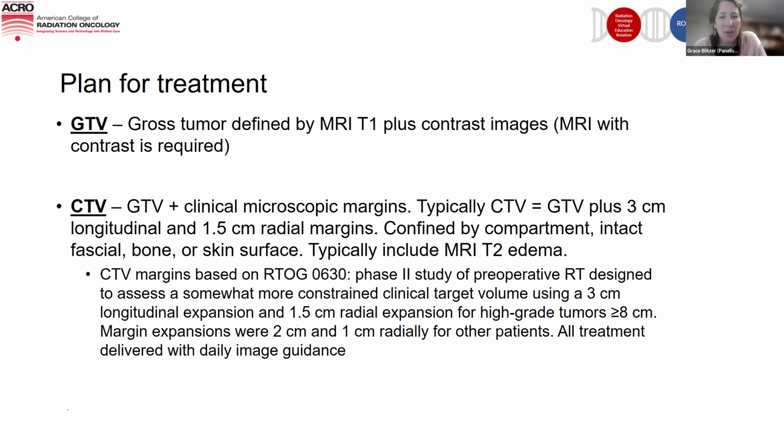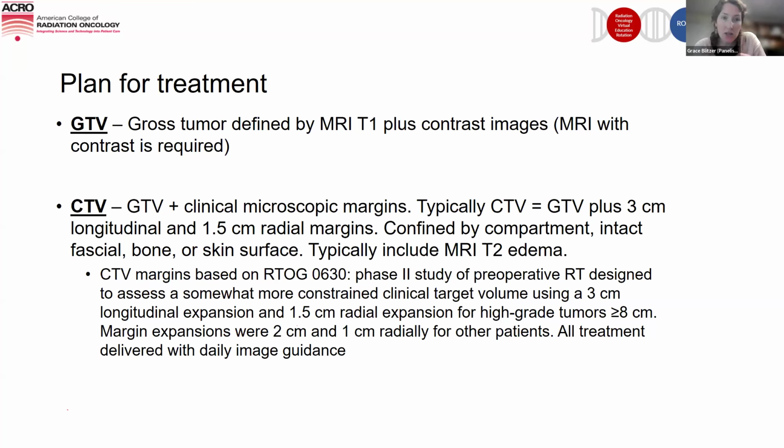But it looked at preoperative radiation using CTV volumes of about 3 centimeters longitudinally, so along the muscle plane, and then 1.5 centimeters radially. And this was for high-grade tumors that were 8 centimeters or larger. And then if you had a smaller tumor, you could think about 2 cm and 1 cm. And then, of course, daily image guidance.